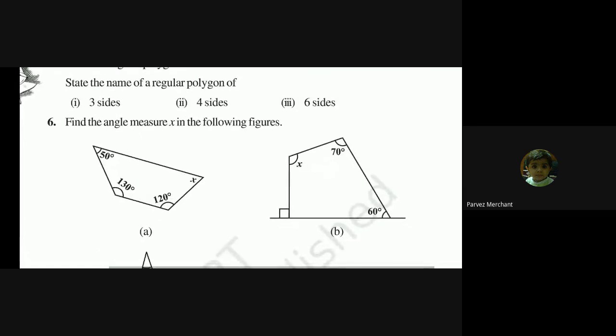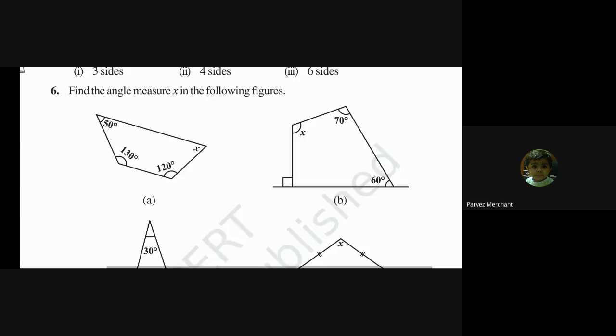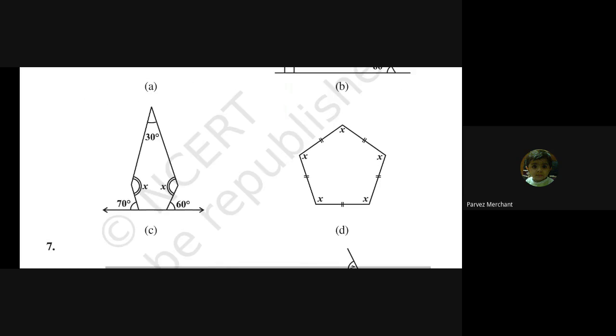Okay, and then after we are solving some questions regarding the angle sum of a quadrilateral. Here in the first question, 50, 130 and 120 are given, and we know that the angle sum of a quadrilateral is 360 degrees. So we subtract these three angles from 360 and we get the value of x. Same thing in question number B.